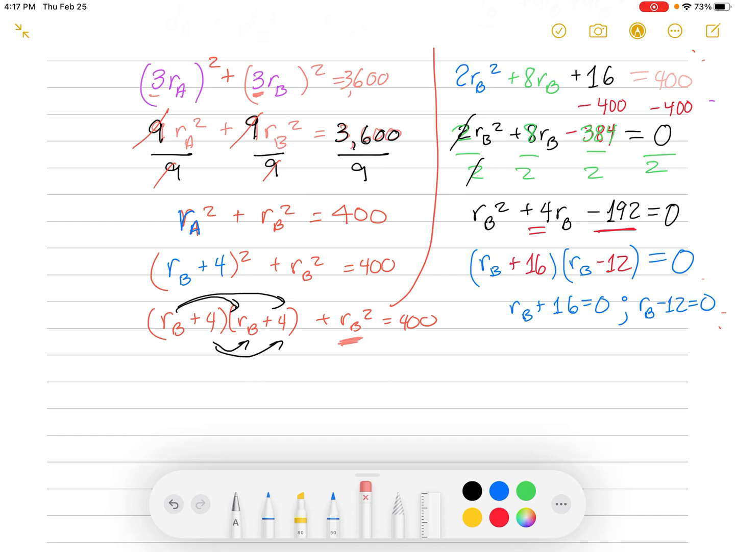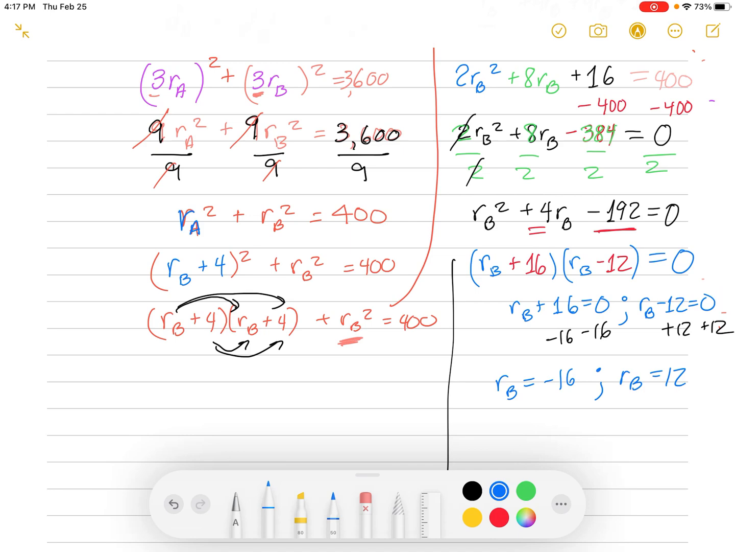Okay, so continuing what I have. My first equation, I'm going to subtract 16 from both sides. In my second equation, I'm going to add 12 to both sides. So I'm going to get either RB, the speed of B, is minus 16, or I'm going to get RB is going to be 12.